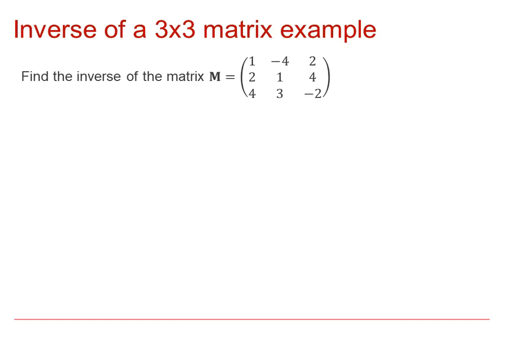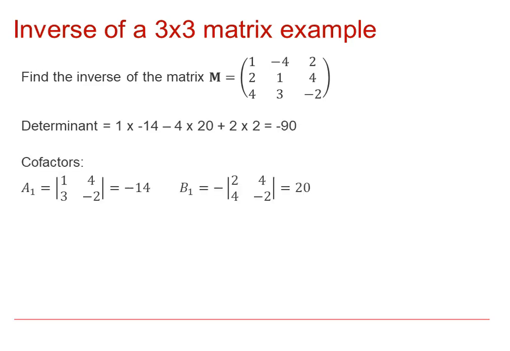So here we have a 3x3 matrix M. The first thing we would do would be to find the determinant, and if you want to pause the video at various stages to do the various steps, that would be highly recommended. So the determinant of M is minus 90, and that is by expanding along the first row.